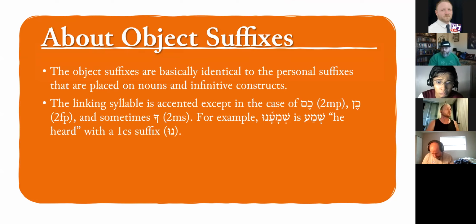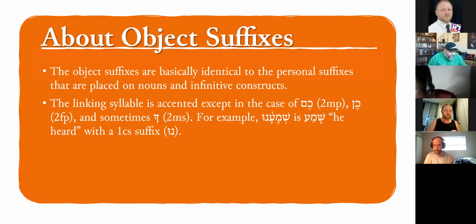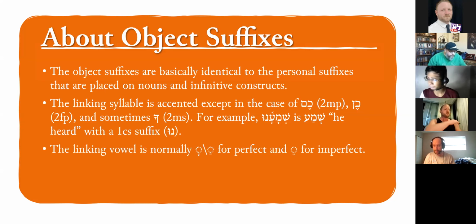Most of the time, it takes the accent when we're adding the suffixes for objects. So, for example, shma'anu is shama otanu, like shama, he heard, and otanu, us. We're going to look at a bunch of examples of it today. The linking vowel that joins the verb itself to the suffix is the a vowel, either patach or kamatz, depending on the situation, for the perfect. For the imperfect, or the jussive or imperative or anything outside of the perfect, it's the e vowel.